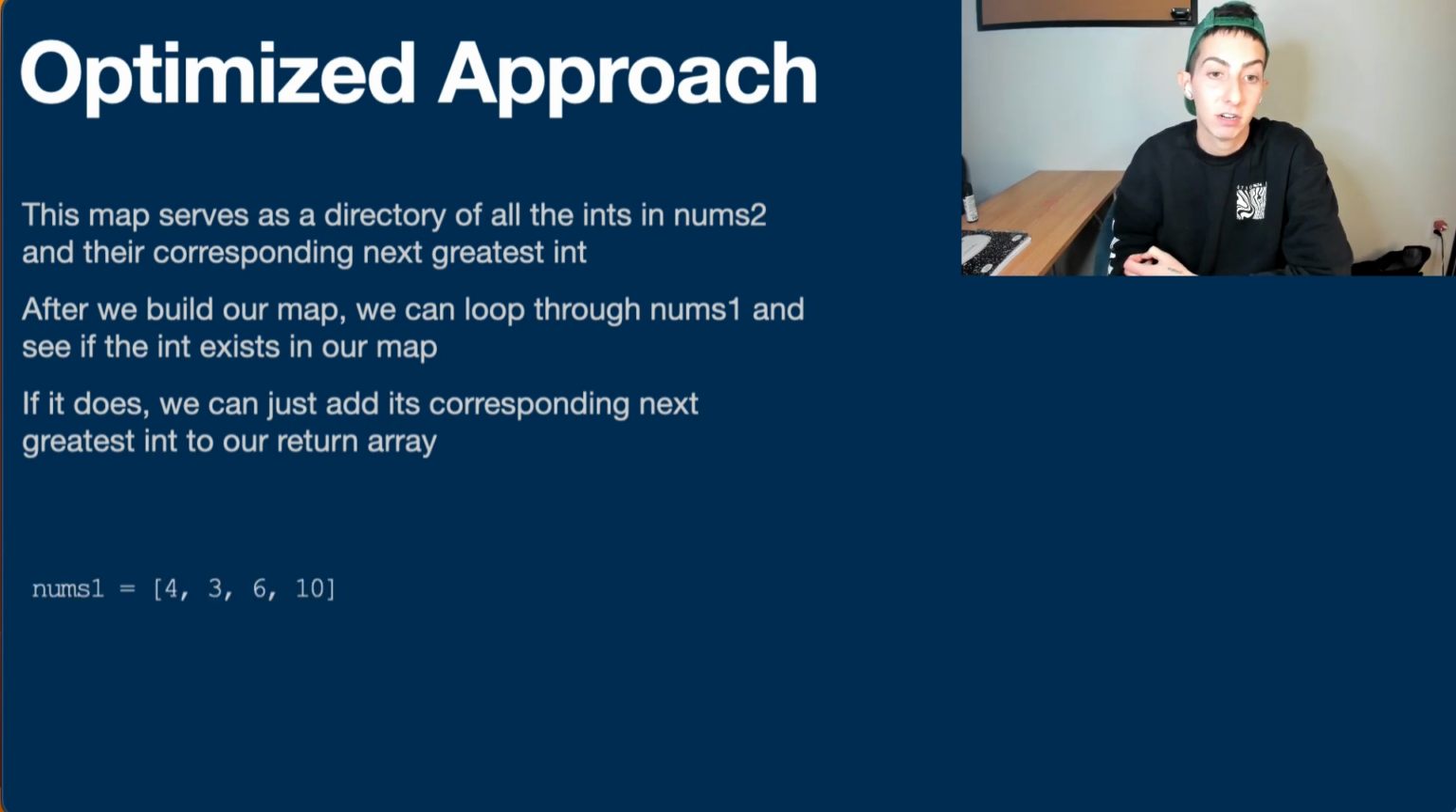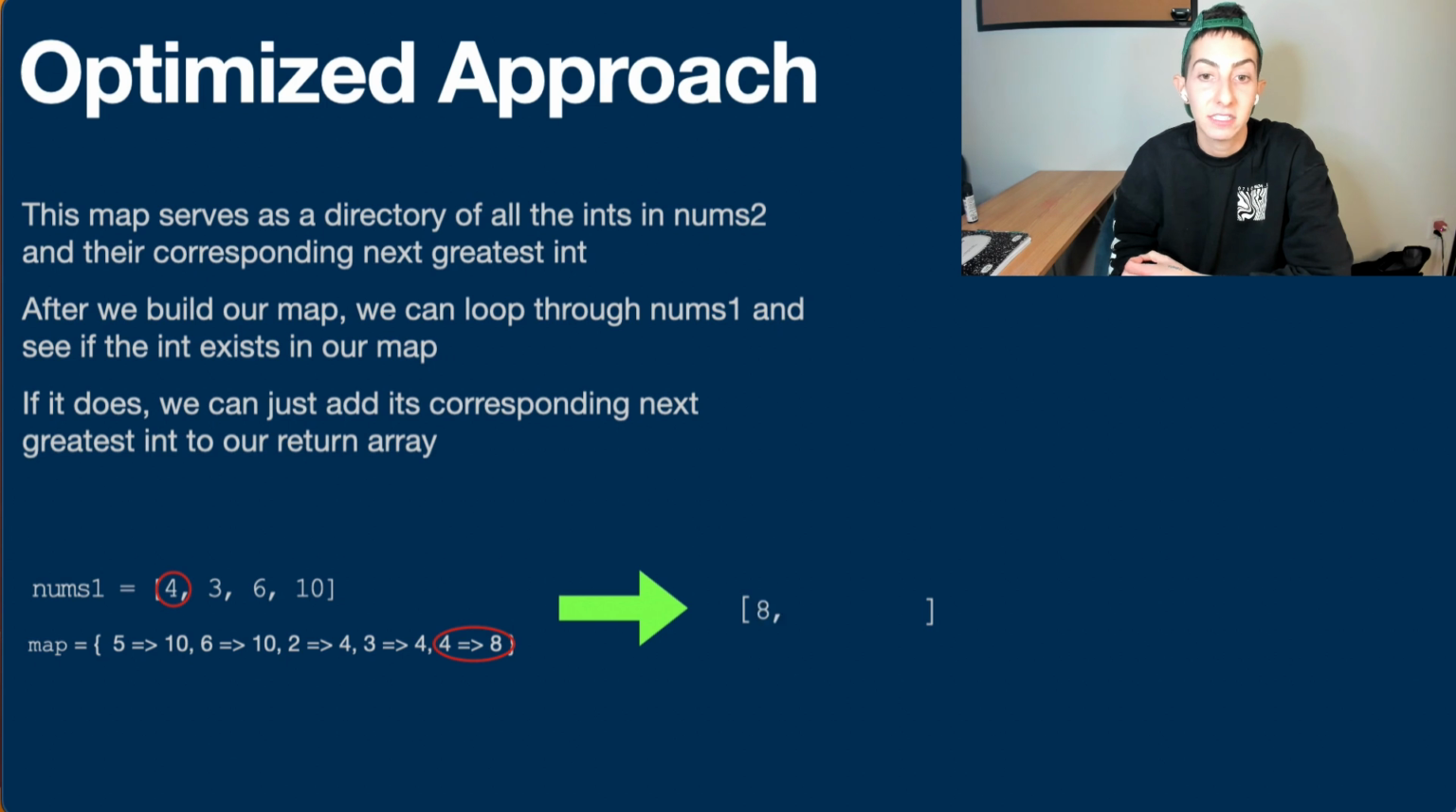And here we have our nums1. Here's our map. So we look at 4. 4's mapping is to 8, so we add 8. 3's is to 4, we add 4. 6 is to 10, so we add 10. And 10 doesn't have one, so we add -1.